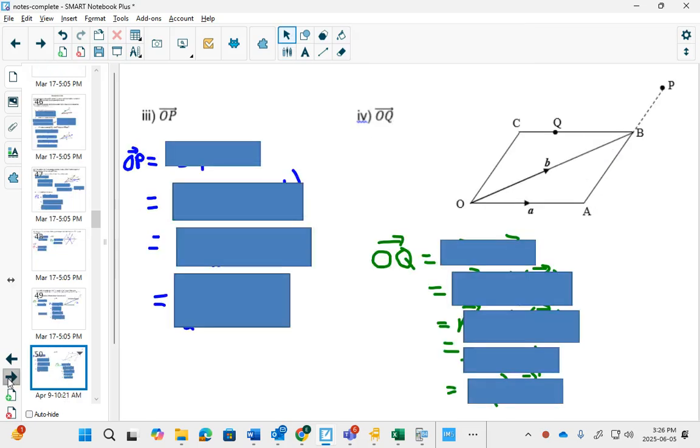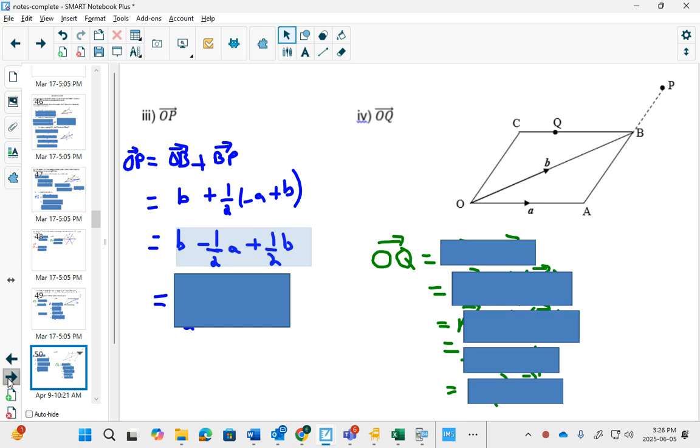Okay? So we want to figure out O to P. Well, I just figured out I can go from O to B and then add B to P. And B to P was 1/2 A to B, which I already figured out. So the quickest way is to do 3/2 of B minus 1/2 of A.